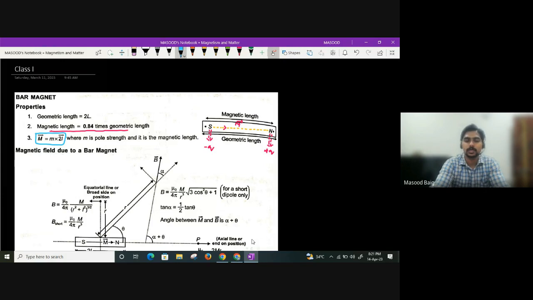Magnetic pole strength into magnetic length. And magnetic pole strength will be similar to the charge, guys, in electrostatics.